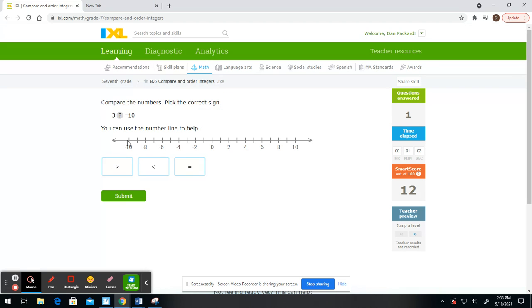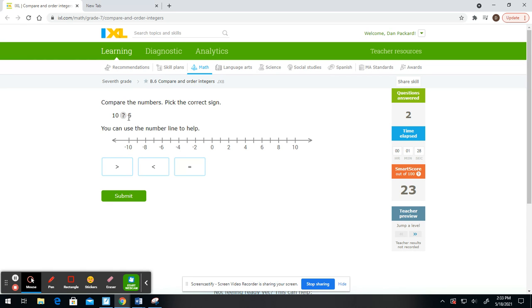Okay, now for this one, -10 is here, and 3 is here. Now notice how they're flipped, right? How they write 3 first, even though -10 comes first on the number line. You're looking at these here. So we can see -10 is smaller. So here the arrow should point to -10. So here that's going to be greater than. 3 is greater than -10. Okay, the arrow points to the smaller number.